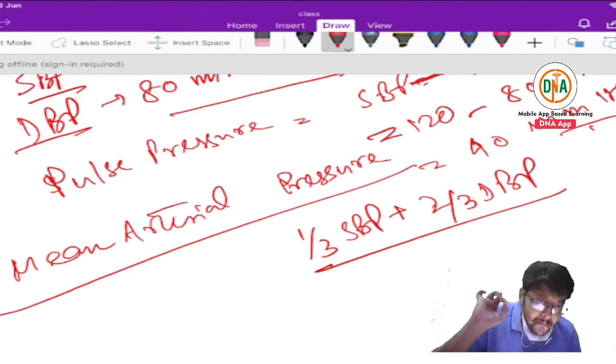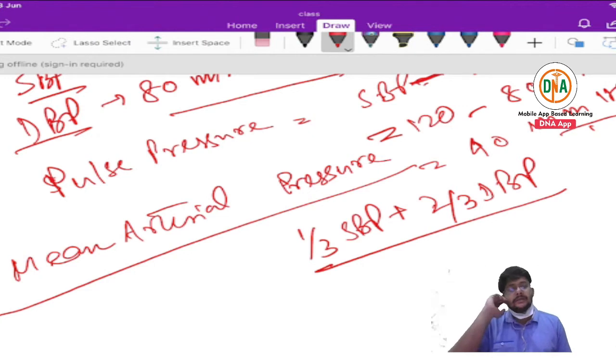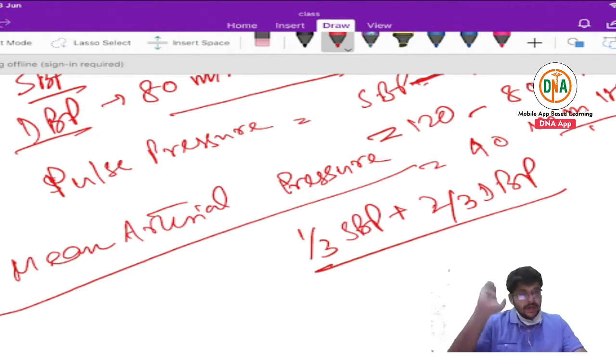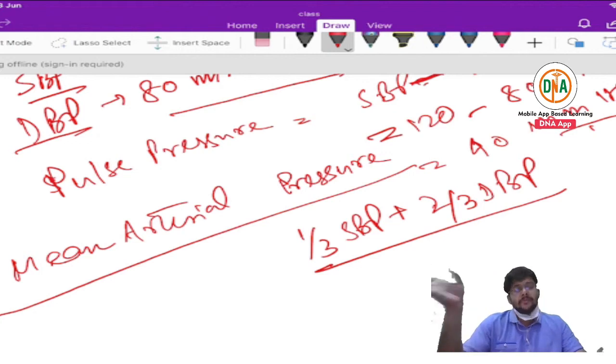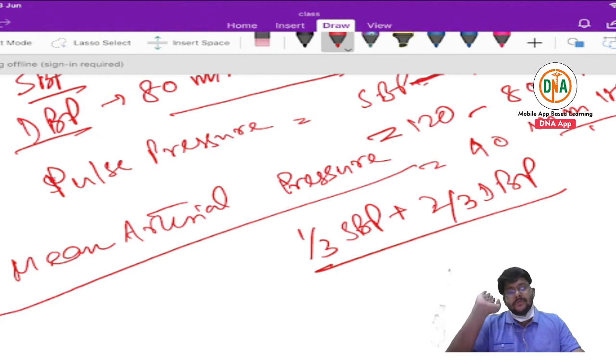You will be made a fool many times by the examiner with this simple equation. Remember, the heart is more in diastole. So in MAP, mean arterial pressure, diastole is given more preference. 1/3 of SBP, 2/3 of diastolic blood pressure. That's it. Remember. Now important is, what is the normal value of mean arterial pressure?